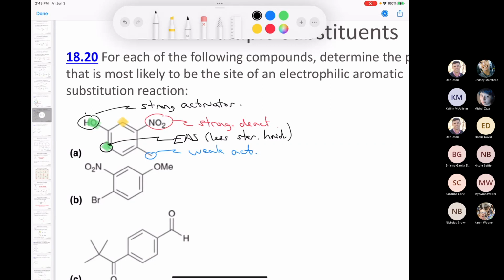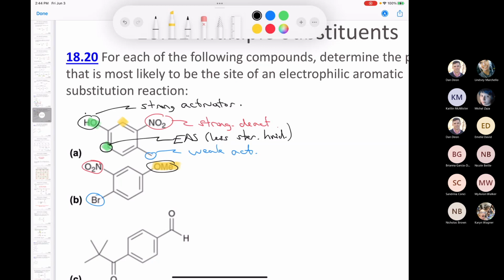Could anybody tell me, let's try it a different way. We've got a nitro, we've got a bromine, and we've got a methoxy. Which one of these is going to be the strongest activator, so it's going to dictate where the EAS will occur? Yes, my students are on it. So look, it's going to be the methoxy. We said it's the strongest of the weak and the weakest of the strong.